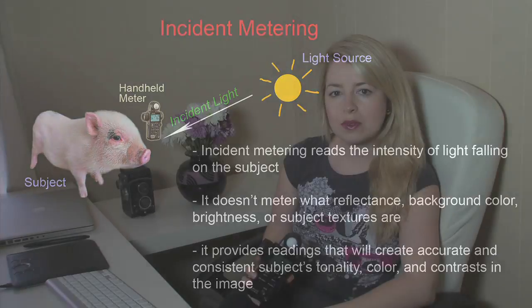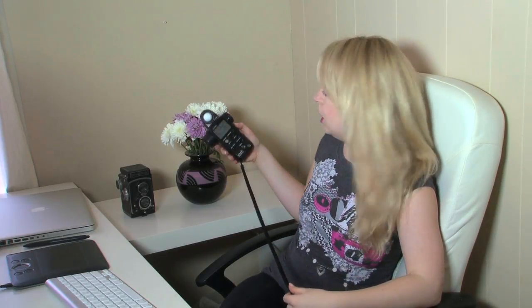For incident metering, you will be using a handheld meter like this. You will have to put it next to the subject, pointing towards the light with a dome, and then you take your reading. But about the light meter like this and incident metering, we will talk in more detail in my other videos.